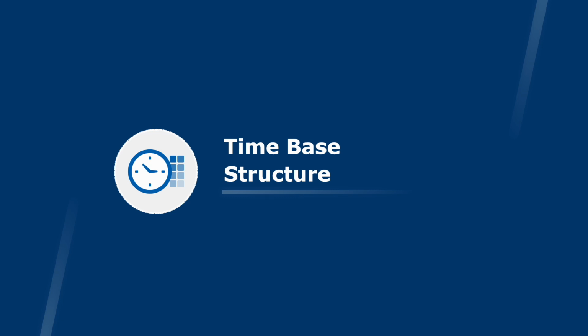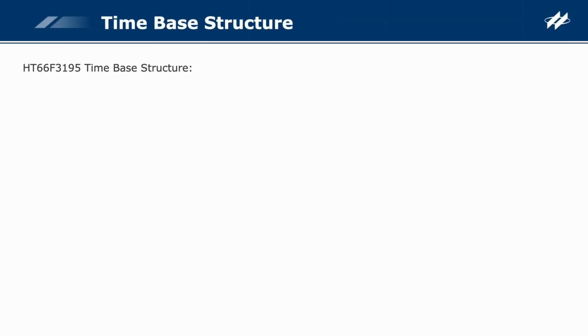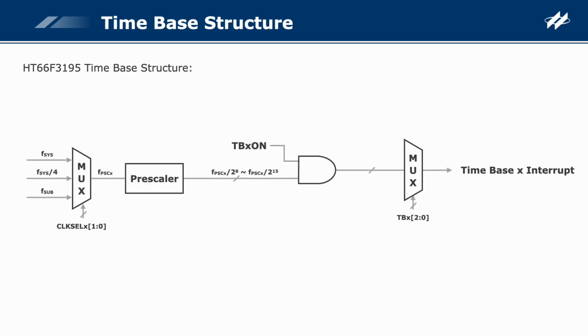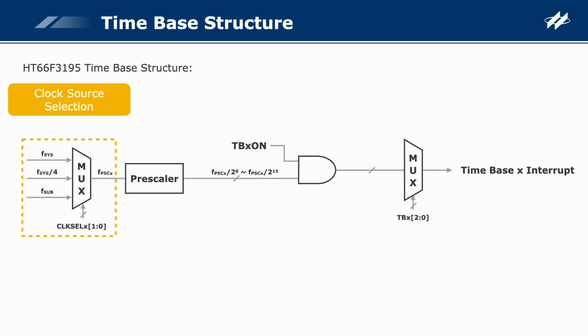Time base structure. Taking the HT66F3195 time base structure diagram as an example. The time base structure can be divided into the following 4 parts according to its function. The first part is time base clock source selection, which is used to select the clock signal. The second part is time base on/off control, which is used to turn on or off the time base.